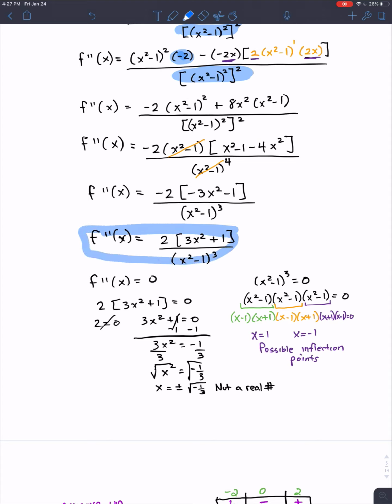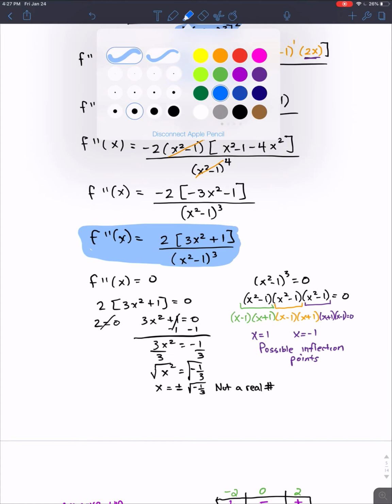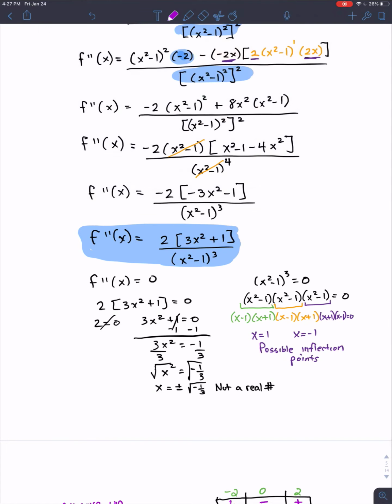Here is our second derivative. So we finally get to the point where it took us 2 pages to get to the second derivative, and we want to set that equal to 0 because at that point, that's where we can have possible inflection points. And when you do that and cross multiply, you're going to have basically the numerator equal to 0, and then set each component equal to 0 and solve.